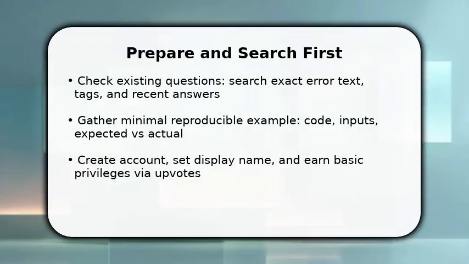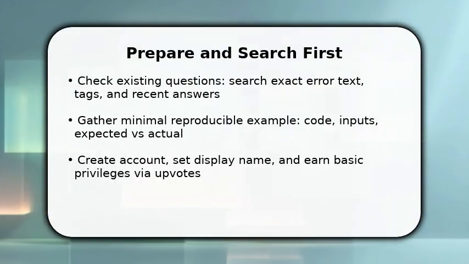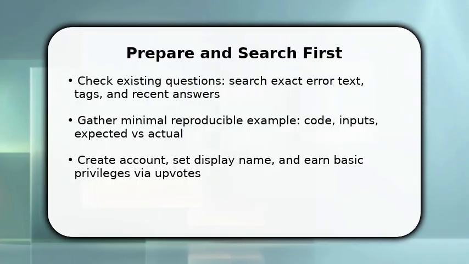You start by searching. Type the exact error message and relevant tags because duplicates save time. While you search, assemble a minimal reproducible example: trimmed code, concrete inputs, and the single expected outcome.